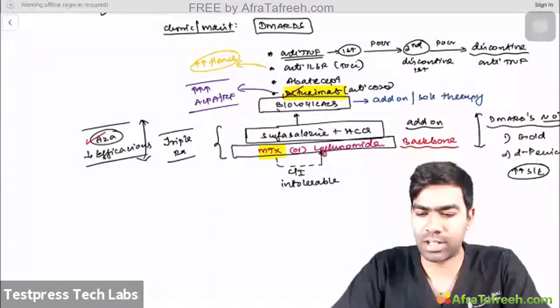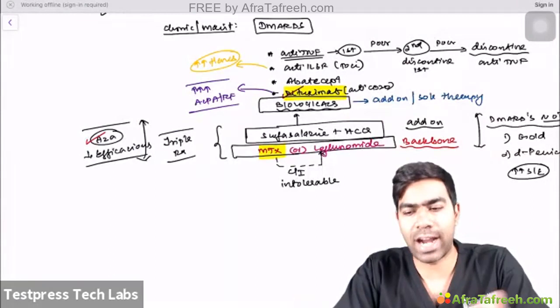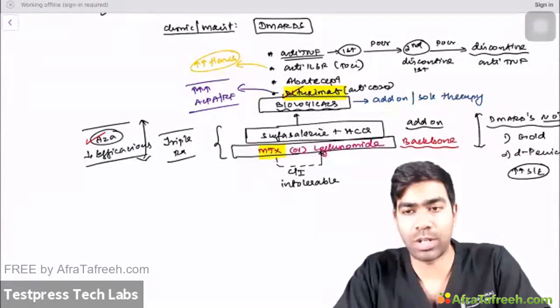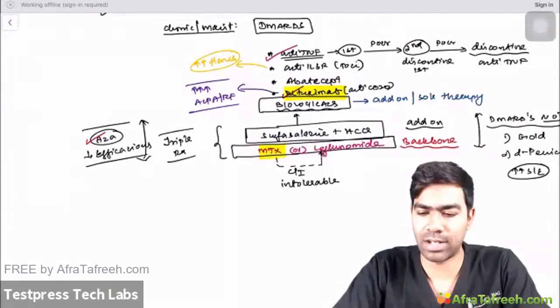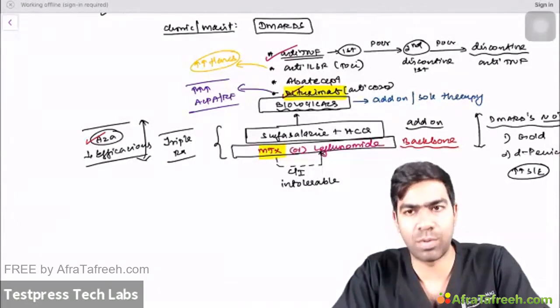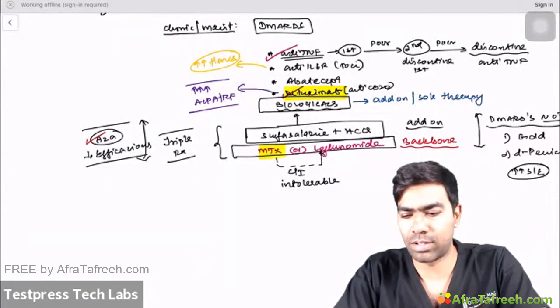So as far as biologicals are concerned, they can be used as an add-on therapy or as a sole therapy also, which means you can use them as a monotherapy. Especially that question will be asked with regards to anti-TNF, where anti-TNFs are drugs that are well approved for use in monotherapy in this setting. You need not really give them along with other oral drugs, not a problem.